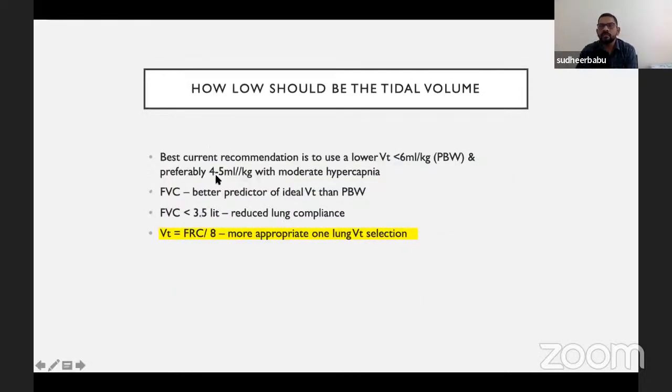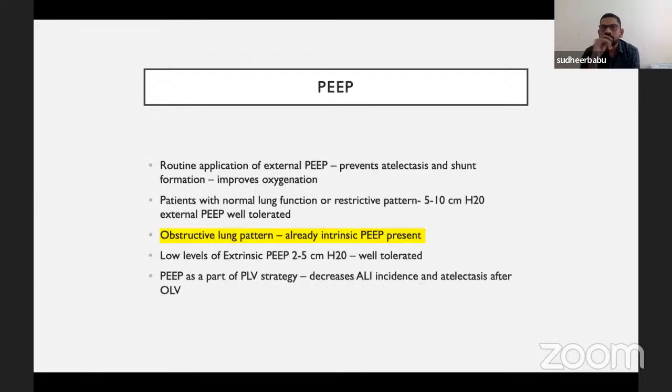So how low should the tidal volume be? 4 to 5 ml per kg is the best. And if you know the preoperative FRC, roughly FRC divided by 8 is a more appropriate tidal volume for one lung ventilation. Coming to PEEP, as you mentioned, ideally 5 to 10 centimeters in patients with normal lung function and restrictive pattern. But in obstructive lung disease, because there is already some intrinsic PEEP, it is better to keep it below 5, otherwise the total PEEP will be very high and there is a high possibility of ALI.